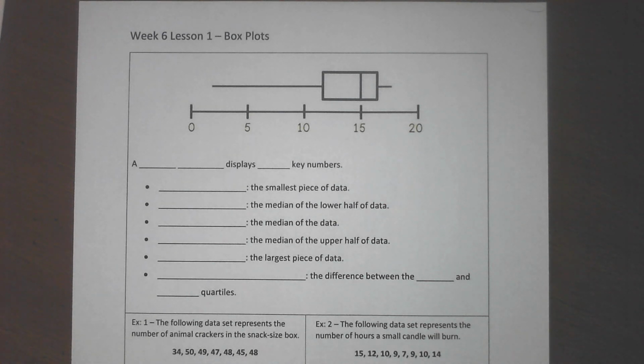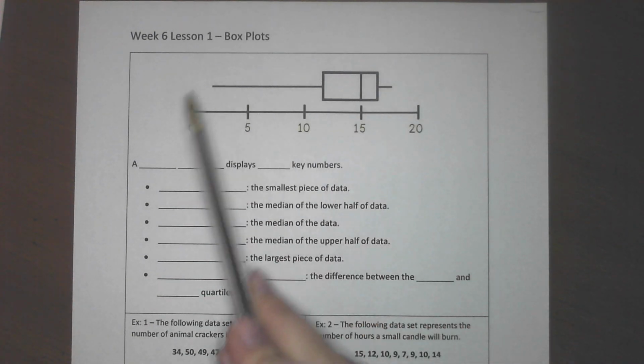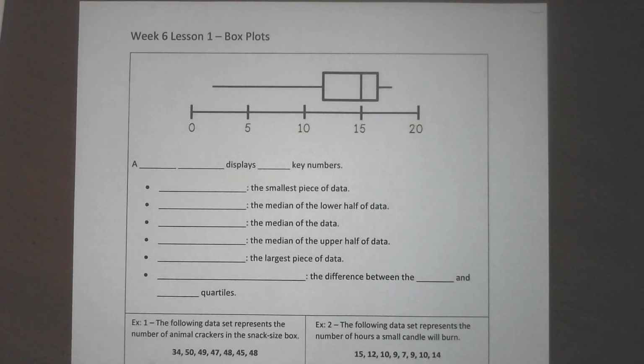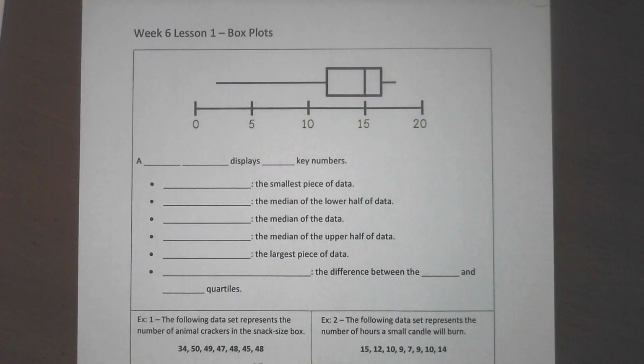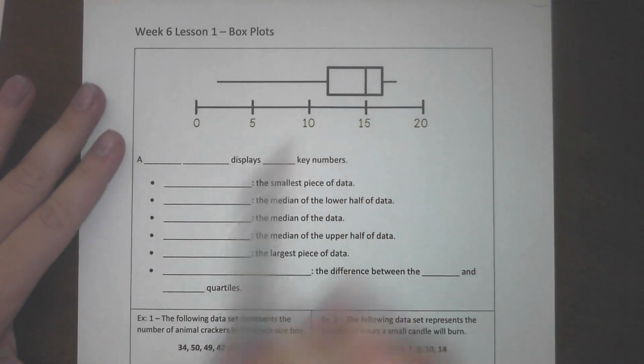Okay, so what we're going to start on for this week, week 6, your first lesson is over box plots. So I have a picture of a box plot up here on a number line. If you don't have a printer, go ahead and pause your video and try to sketch this in real quick because we're going to label this box plot. Okay, so to do some vocab real quick and then we'll label.